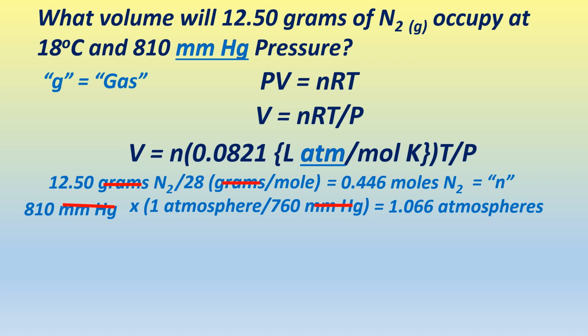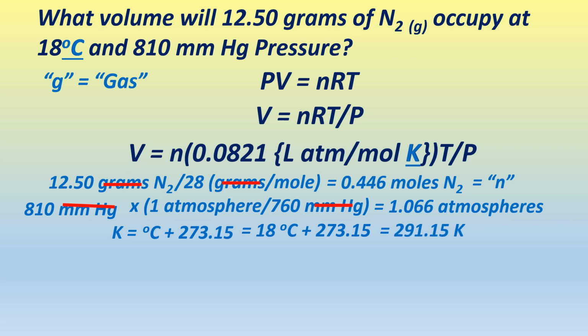Finally, the units in R tell us temperature has to be in Kelvin, where the difference between Kelvin and Celsius is a constant 273.15. So 18 degrees C would be 291.15 degrees Kelvin.